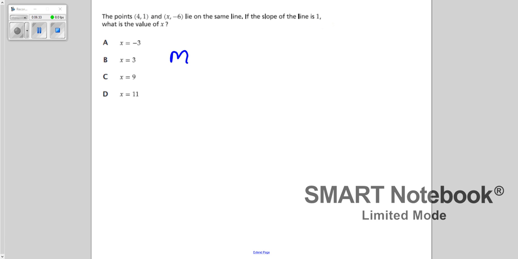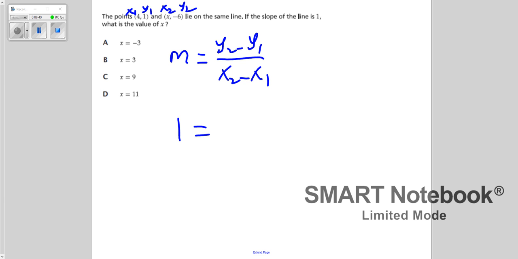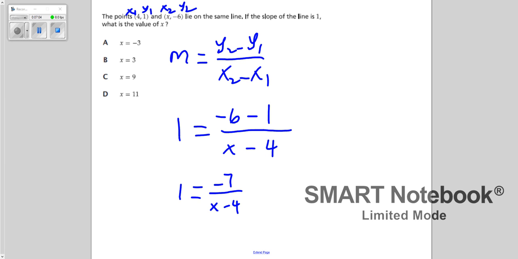We know the slope formula, m equals y2 minus y1 over x2 minus x1. I'm going to label my points x1, y1, x2, y2. And now I'm going to substitute in. Now we know the slope is 1, so 1 equals negative 6 minus 1 over x minus 4. I'm going to simplify that a little bit. 1 equals negative 7 over x minus 4.